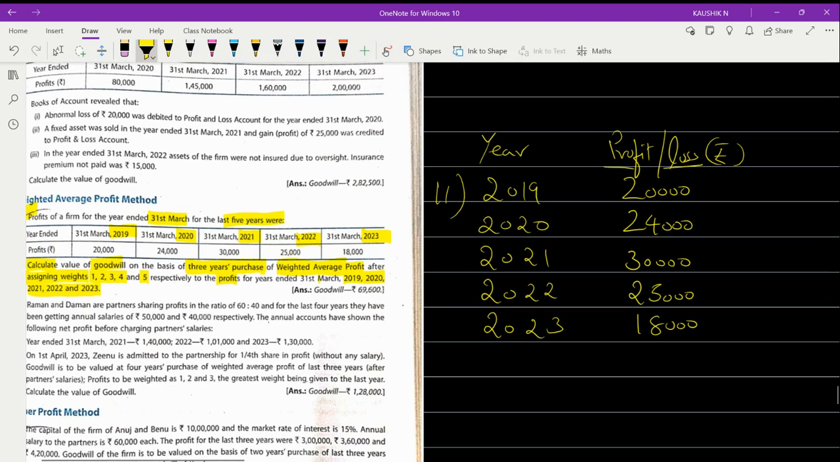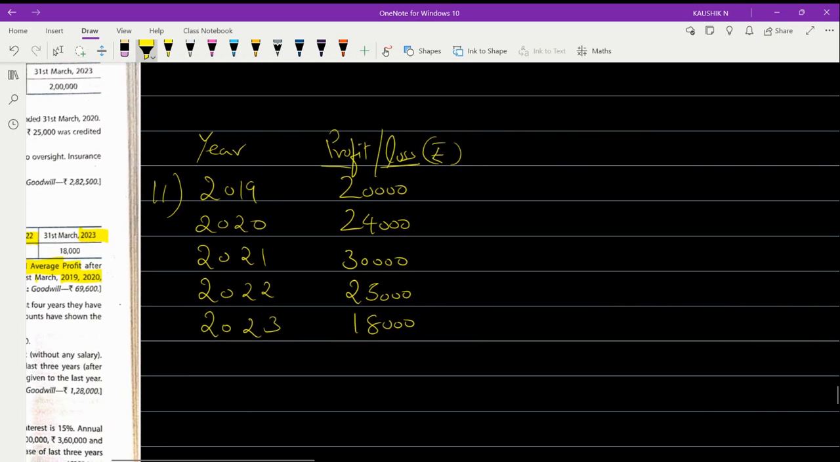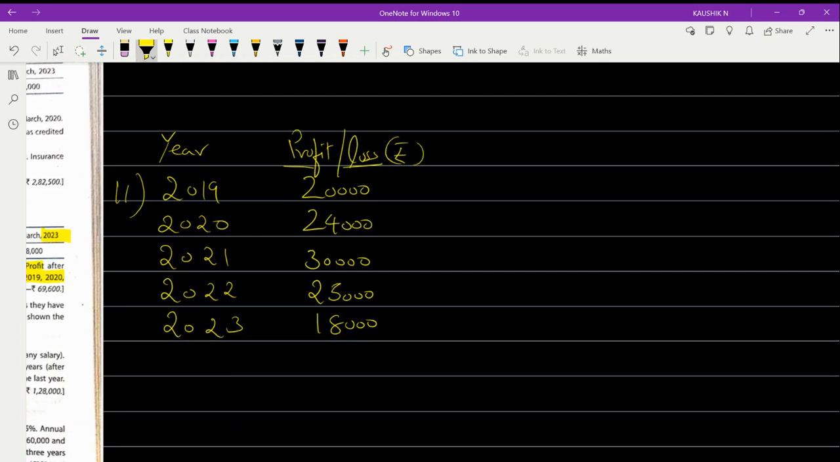Whether it is said like this, or in some problem you may not be given like this, what you should do is have one more column mentioning weights. These two columns are taken from the question. The third column you are going to mark as weights. You will always assign the least weight to the least year in the given series. 2019 is the least year, so the least number you can allocate as a weight is number 1.